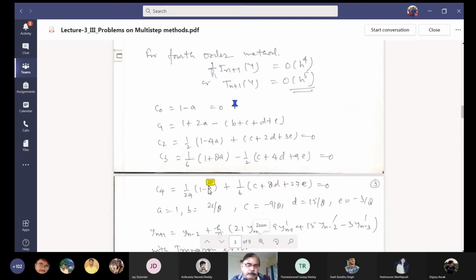Have we written that correction? Yes, sir. And then by solving these equations, you will get that A is 1, B is this, C is this, D is this, E is this. Right? This is one way. Shall I close this slide? Yes, sir.